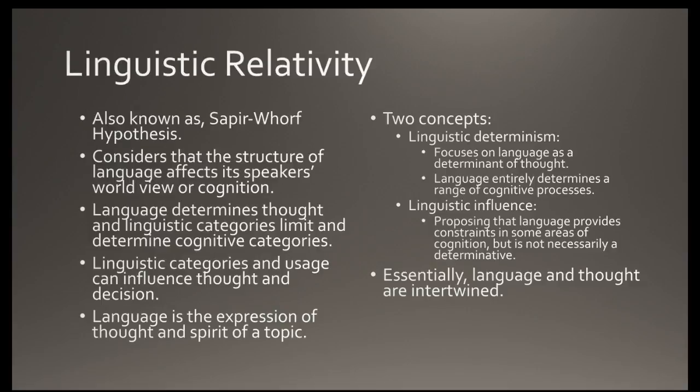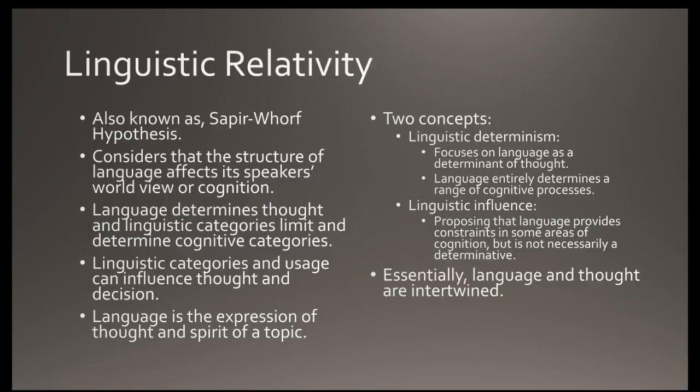Linguistic relativity is also known as the Sapir-Whorf hypothesis, and this has evolved significantly throughout time. It considers that the structure of language affects its speakers' worldview or cognition. Language also determines thought, and linguistic categories tend to limit and determine cognitive categories. Linguistic categories and usage can influence thought and decision, as well as language typically being the expression of thought. There are two primary concepts within linguistic relativity that we're going to focus on today.